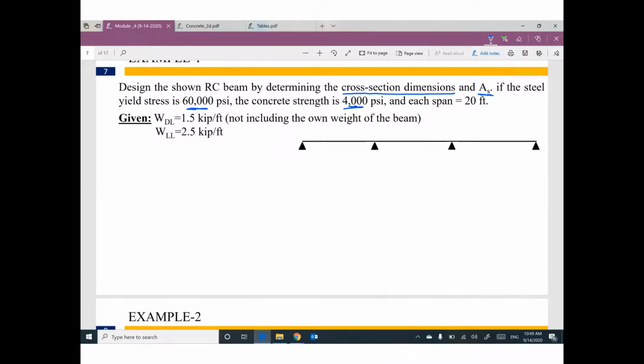Each span here is 20 feet, 20 feet, 20 feet. Given a dead load and a live load, and we have a hint: this dead load is 1.5 kips per foot, not including the own weight of the beam. So the first step, we need to assume the cross section.